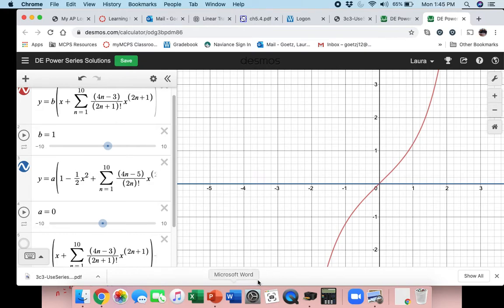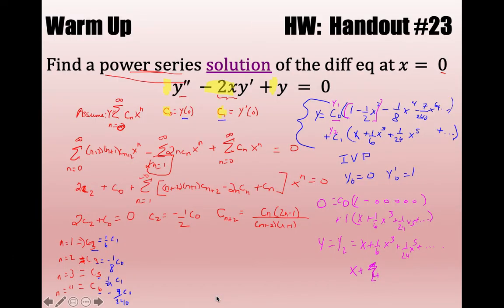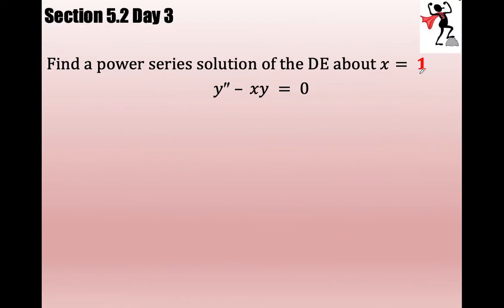All right, so we're not doing anything, we still are staying with the same concept, really. The only difference that I'm going to make in today's, that has to do with number 23 on that handout, is that so far we've always been centered at 0. So yep, you got it. We're going to now try to construct a power series solution about x equals 1.